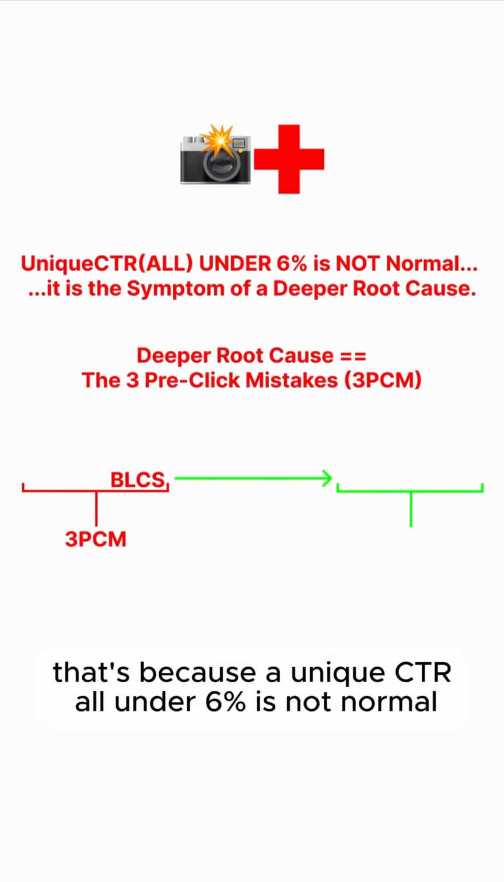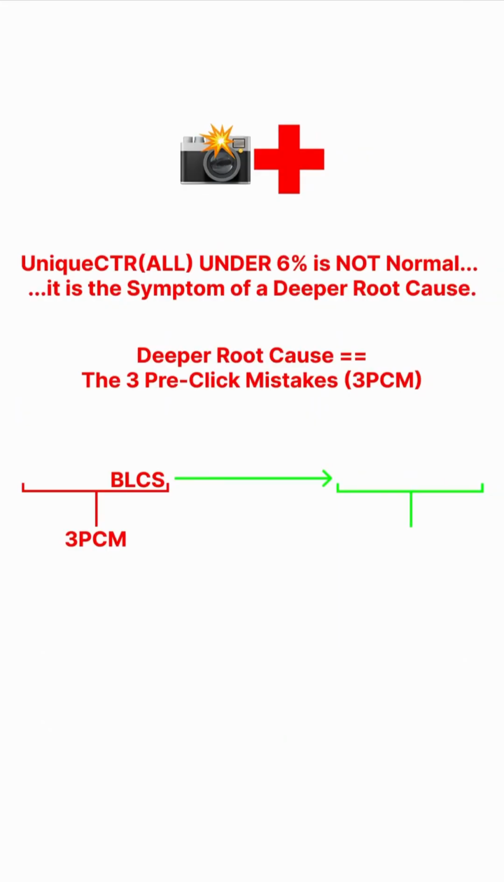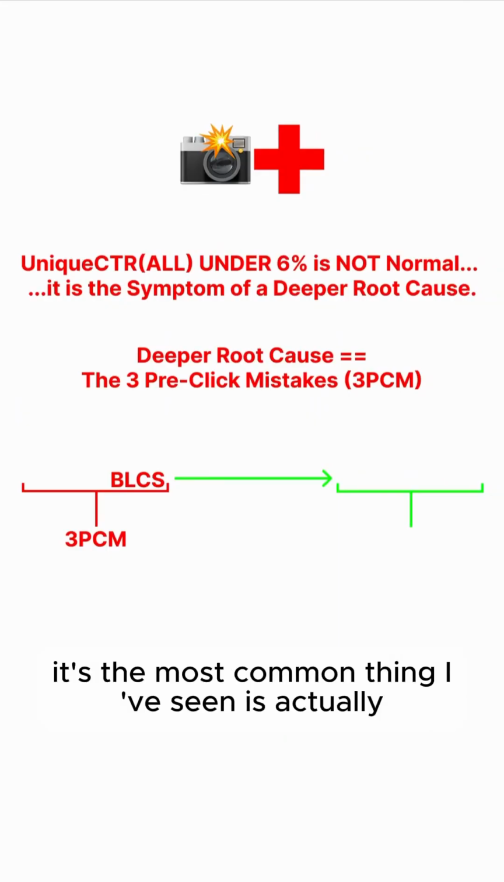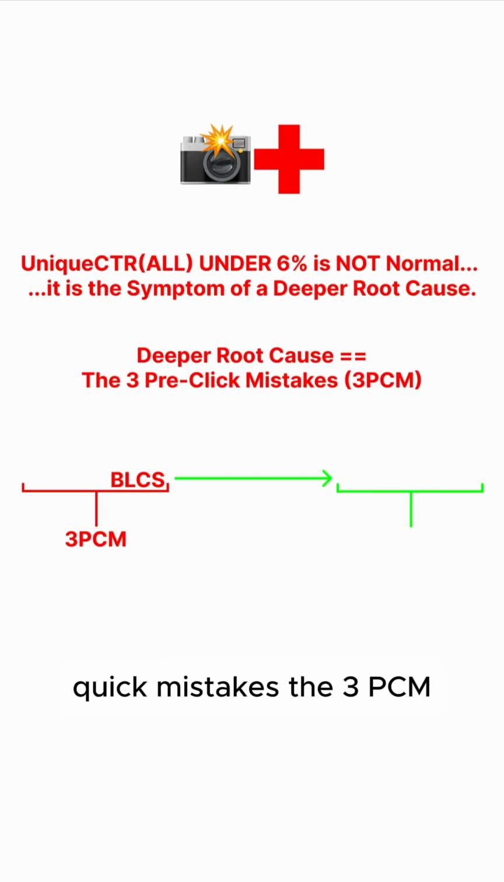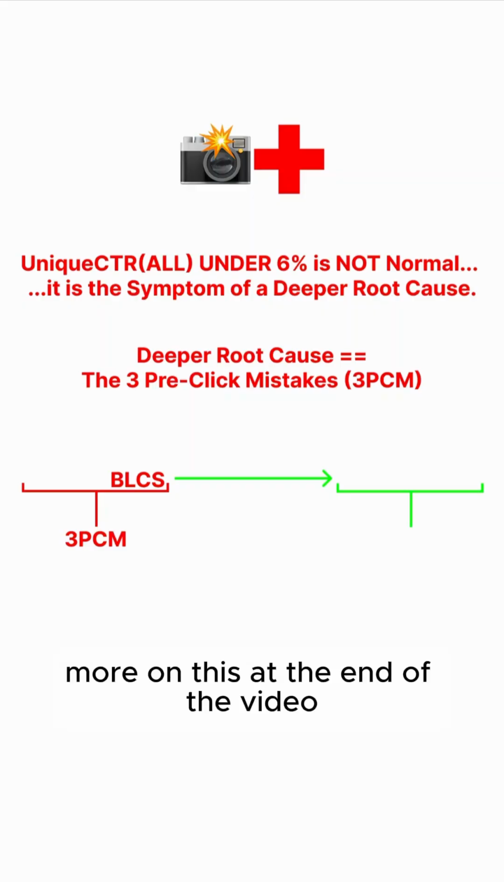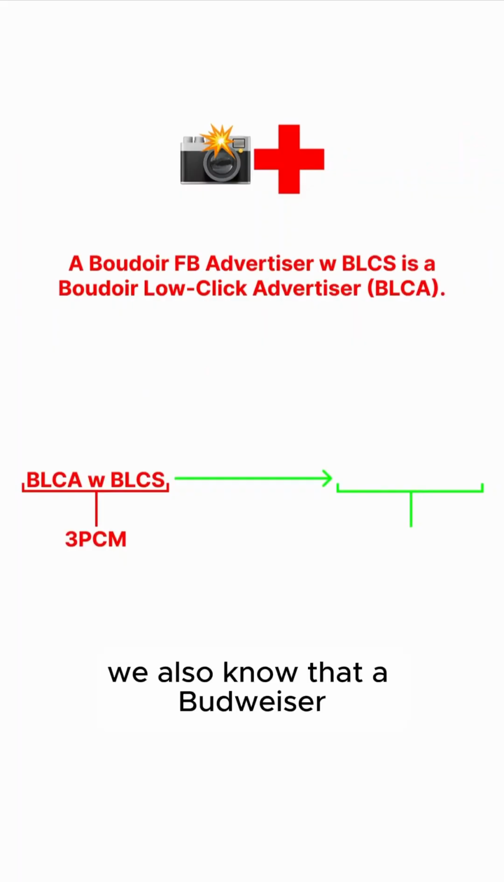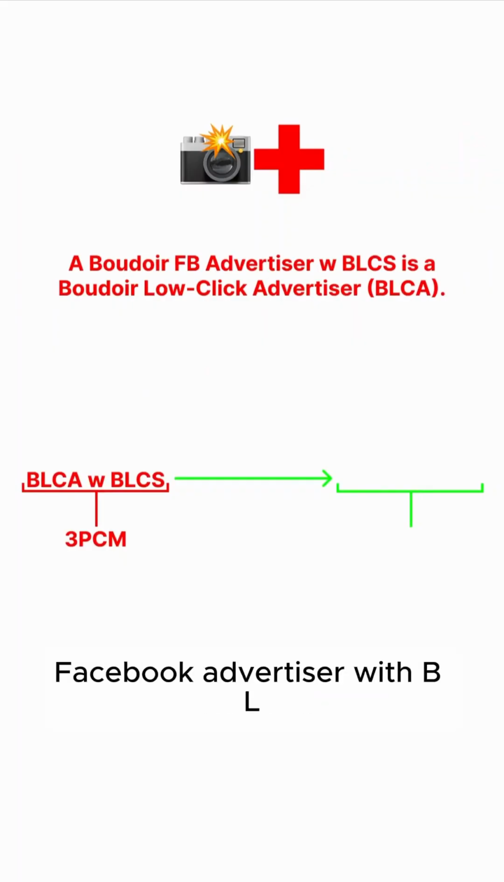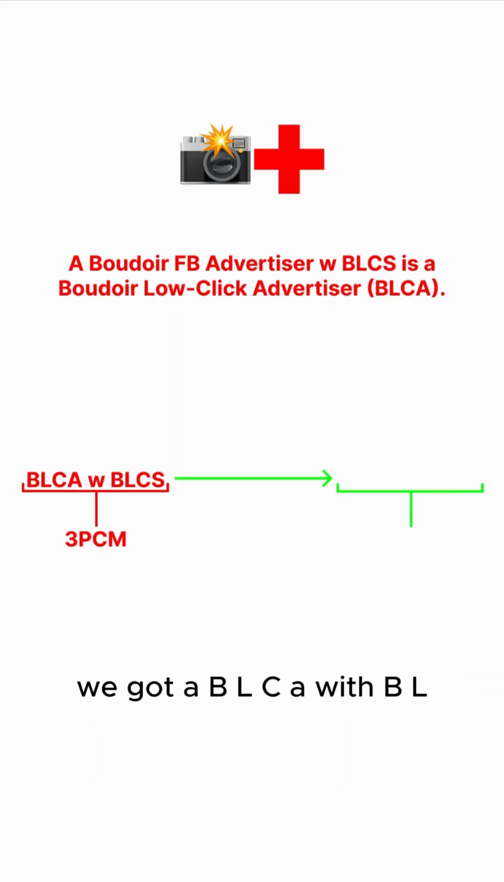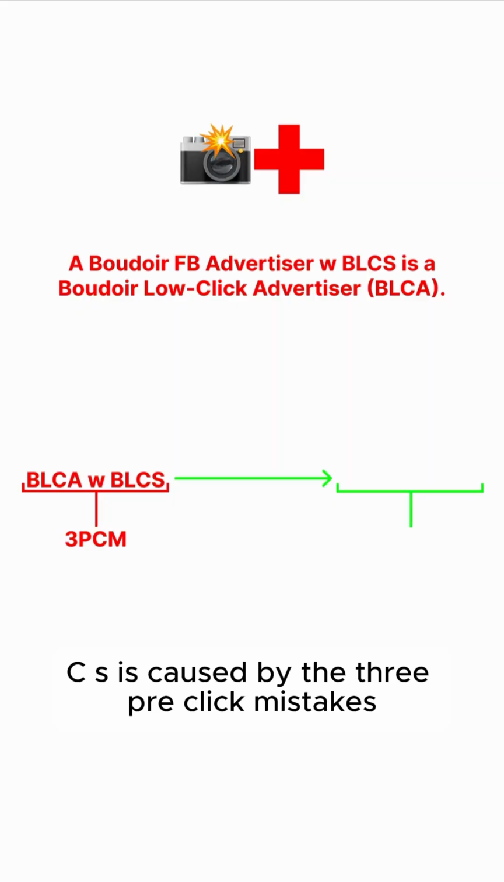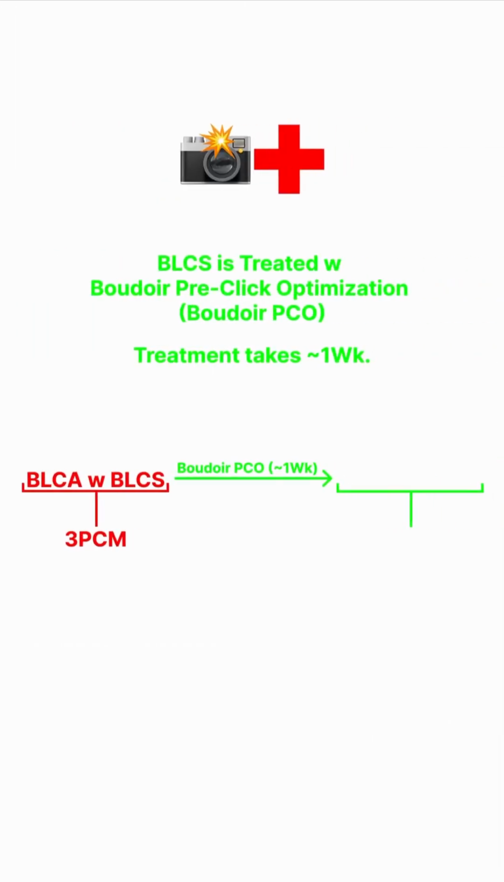That's because a unique CTR under 6% is not normal. It's super common, it's the most common thing I've seen, but this is actually the symptom of a deeper root cause. And that deeper root cause is the three pre-click mistakes, the three PCM. More on this at the end of the video. We also know that a Boudoir Facebook advertiser with BLCS is a Boudoir low-click advertiser, a BLCA. So we're building up our universe here. We got a BLCA with BLCS is caused by the three pre-click mistakes.